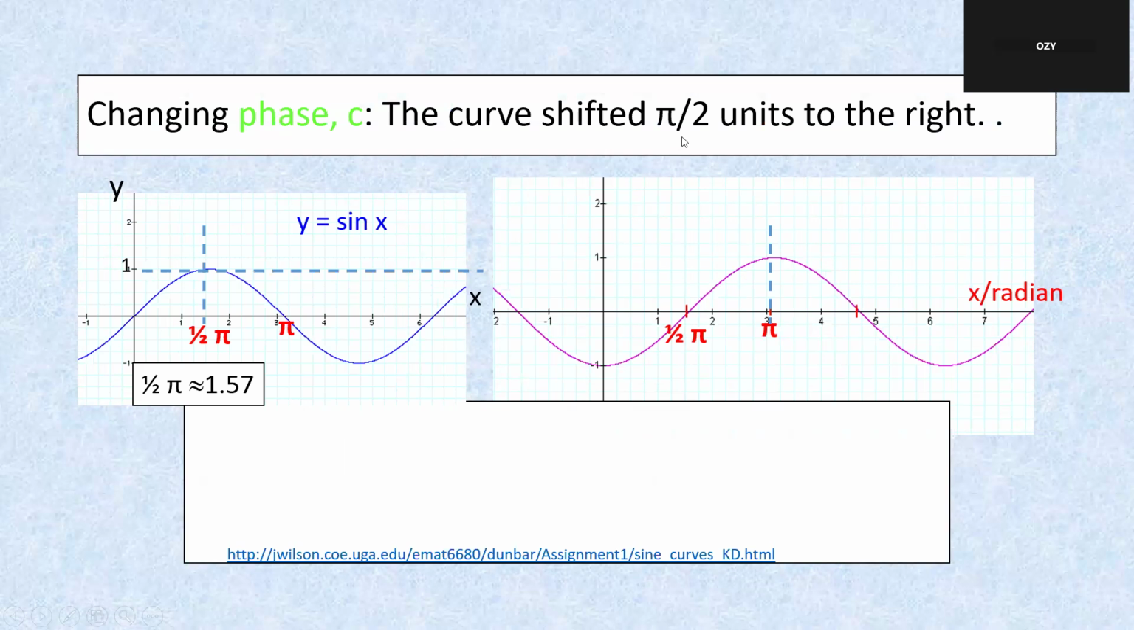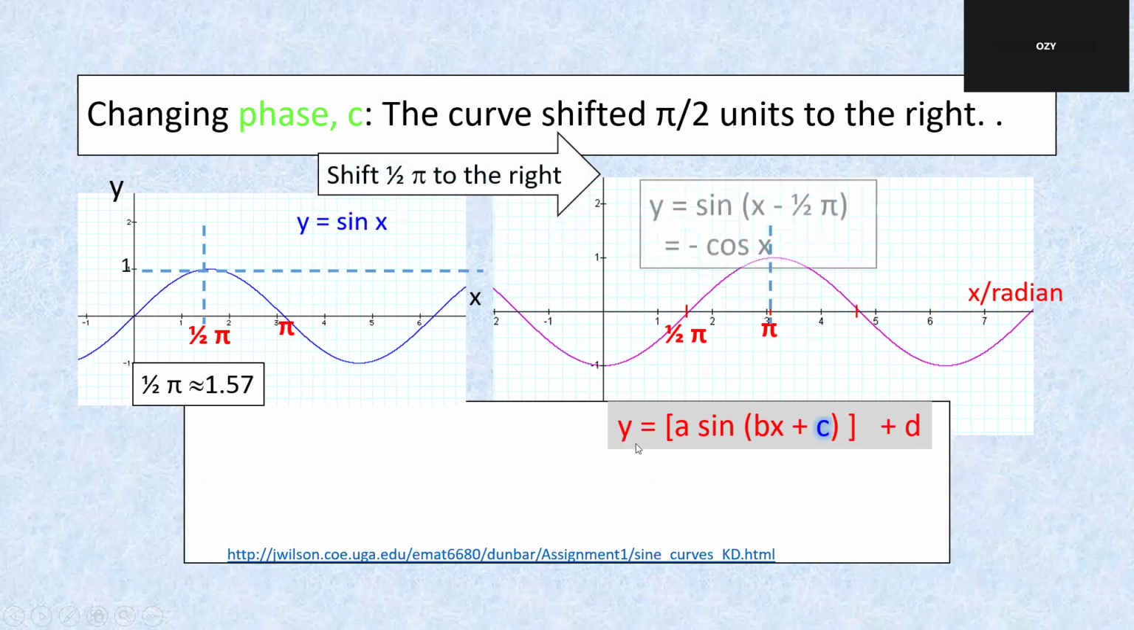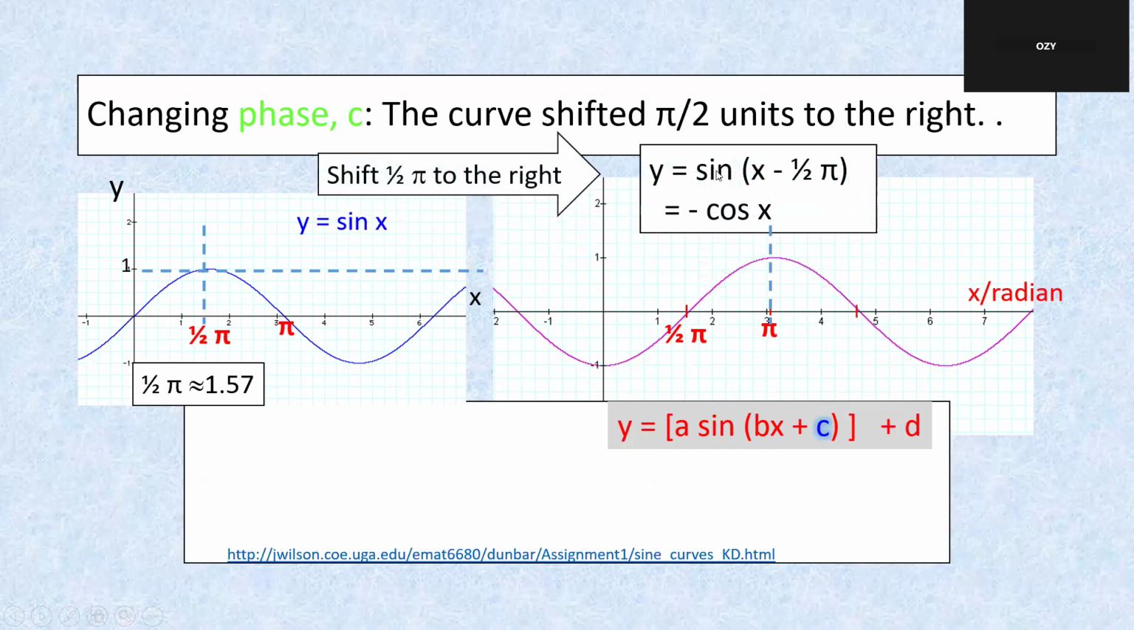The curve is shifted half pi radian to the right. In this case, you shift it to the right by half pi radian. So that is your equation. And then it becomes this one, shifted to here. This point 0 shifts to here. That's what is happening here. And this becomes a minus cos graph.